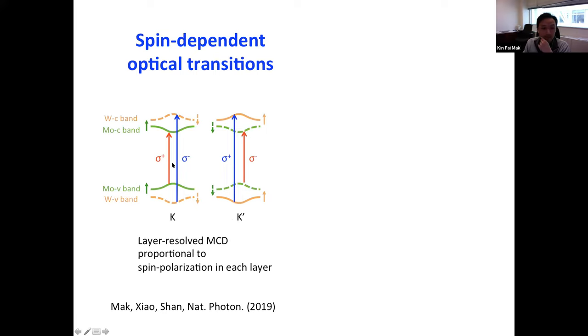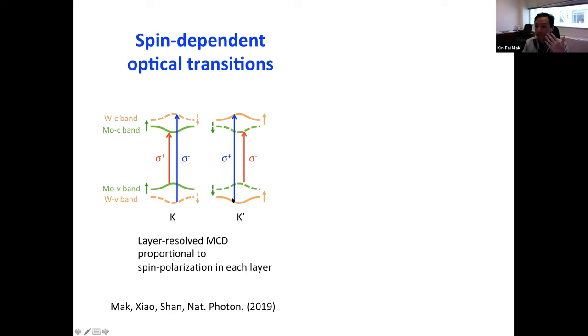The experiment is the following. Here, I'm showing the band diagram for the entire heterostructure, which includes both the conduction band here and the valence band. So this is the conduction moiré band, which is like 1 eV above the valence moiré band, right? So this is a large energy gap. It's about 1 eV. And different bands from the different layers are shown by different colors, and the spins are also shown by the dashed line and the solid line.